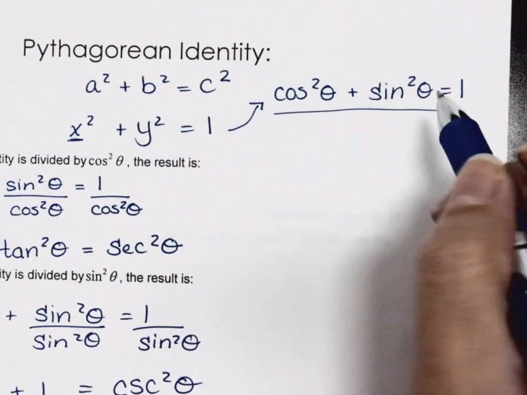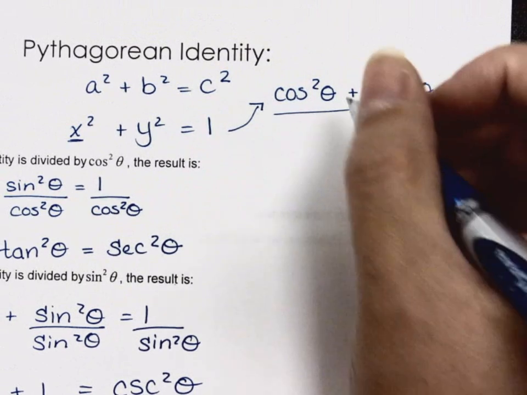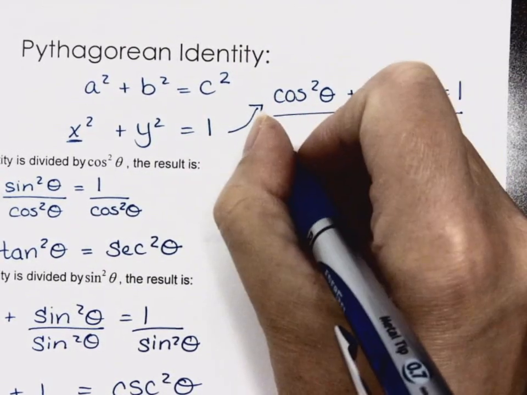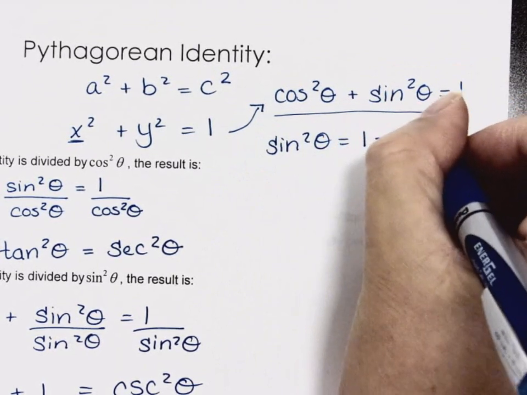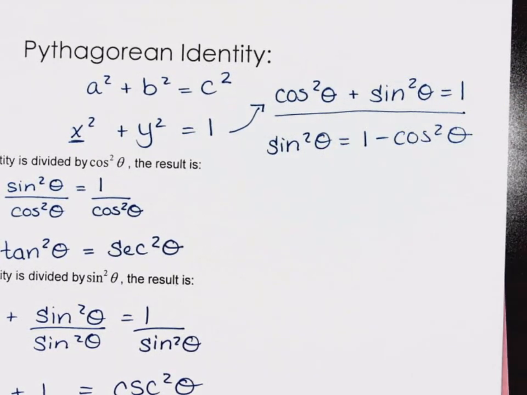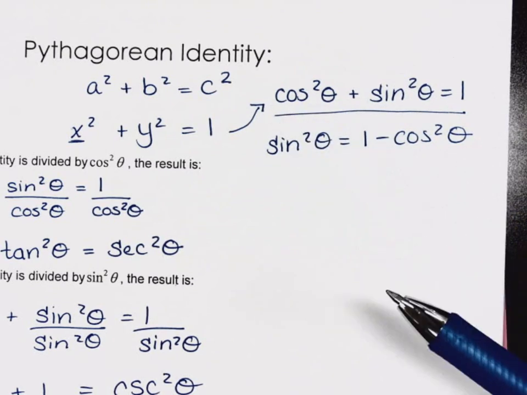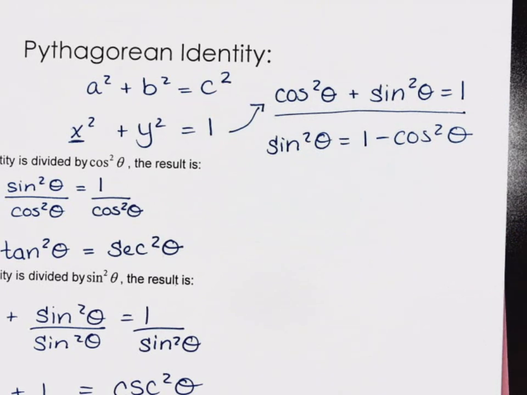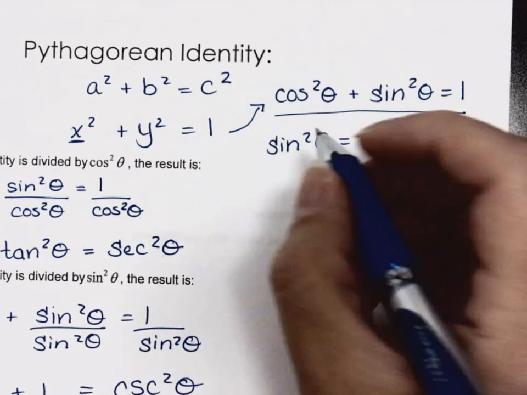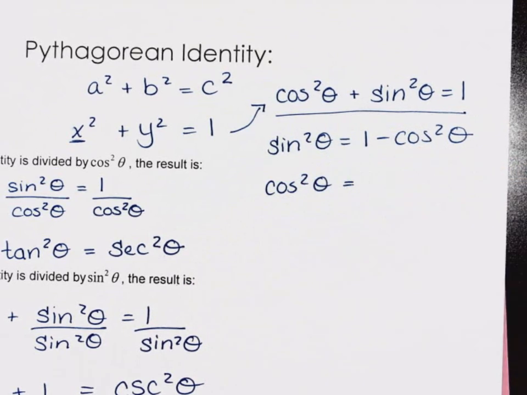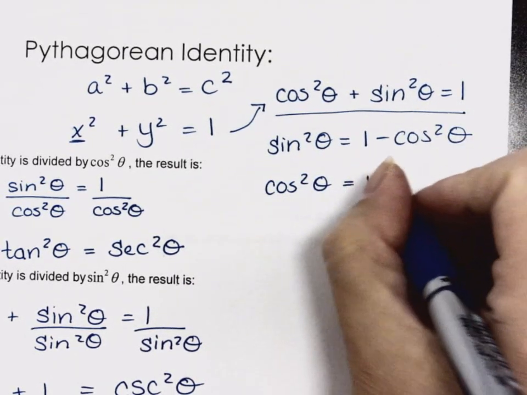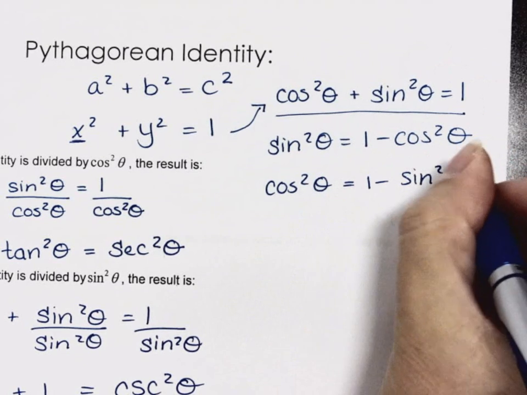This is another one that's super helpful. I'm going to take this and I'm going to do this to it. All I did was take the cosine to the other side. So sine squared theta is equal to 1 minus cos squared theta. And that's going to be helpful too. And the reverse of that is going to be cos squared theta is equal to 1 minus sine squared theta.